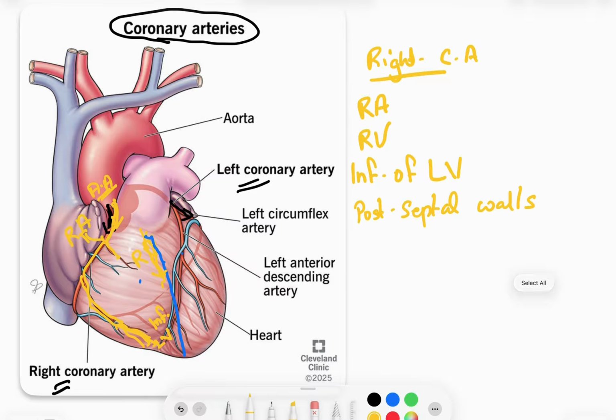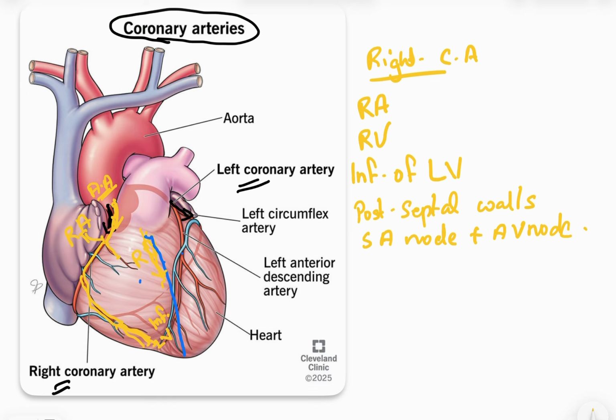Another important point is that the right coronary artery supplies the SA node and AV node. In this class itself, we are going to study in detail the SA node and AV node, so don't panic. This is the SA node and AV node. If you get a question like which artery supplies the SA node and AV node of the heart, the answer is the right coronary artery.